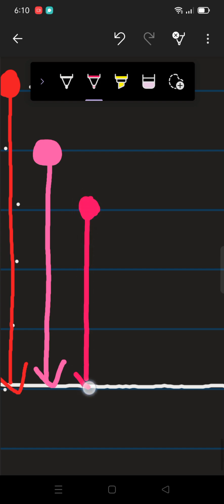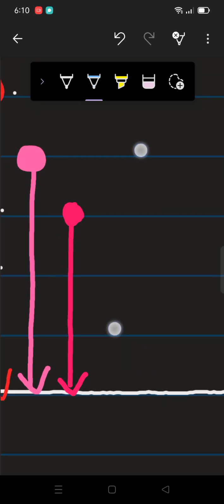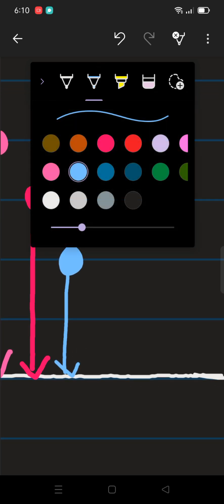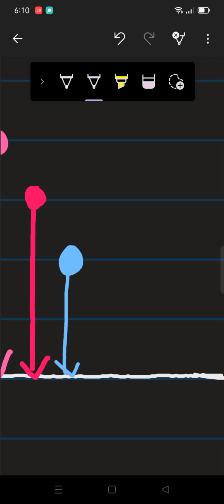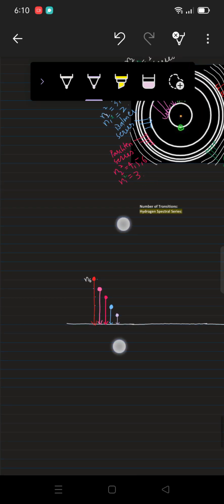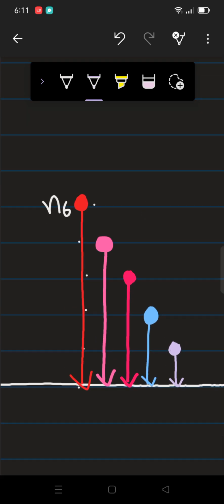We're going to count the transitions. Just wait, let me make it. Then it can come from the third orbit as well. It can come from the second orbit too. Now see, it can directly come from N6 and go to N1.